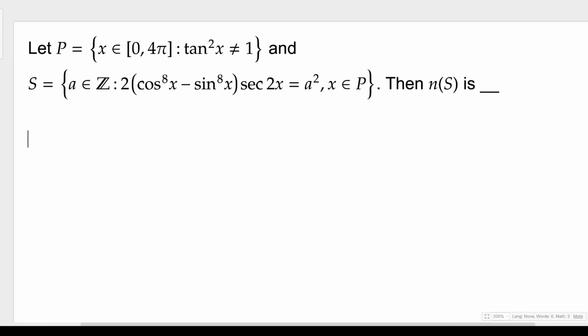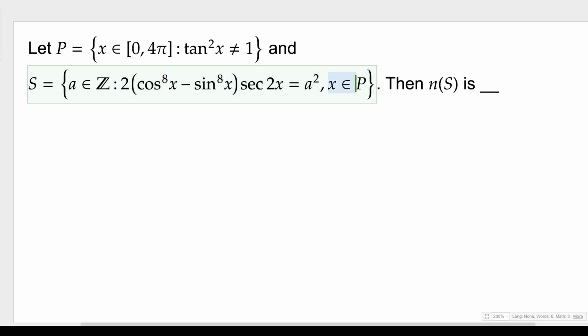So here, this is the problem statement that is given. Let this set P be given, so x belongs to the interval 0 to 4 pi, and it is strictly given that tan x squared is not equal to 1. And here set S is given as A, where A belongs to the set of integers, and this A is constrained by this particular equation, where x belongs to P.